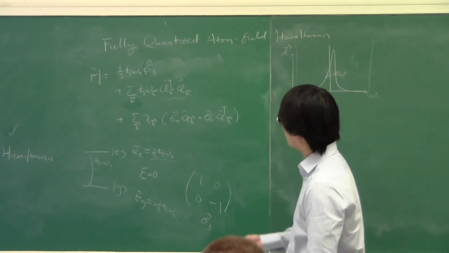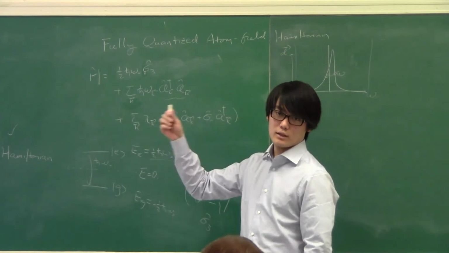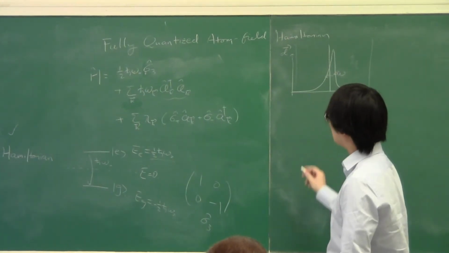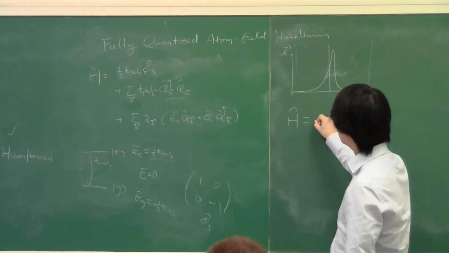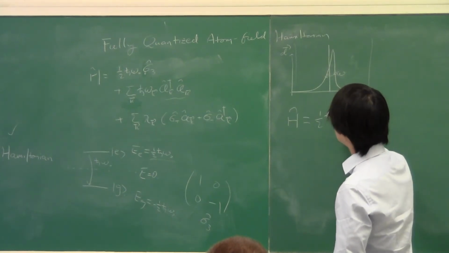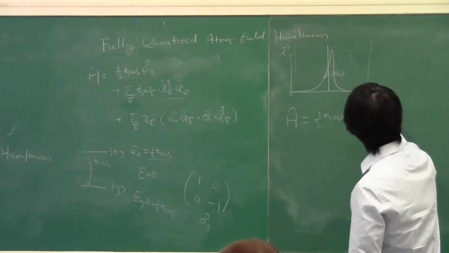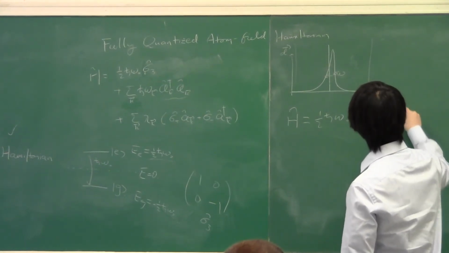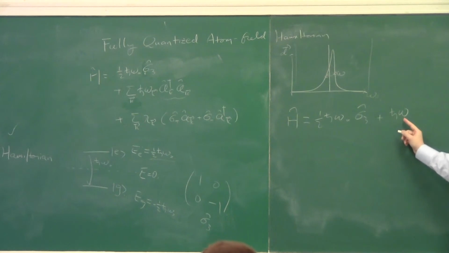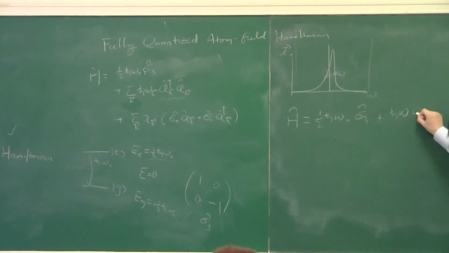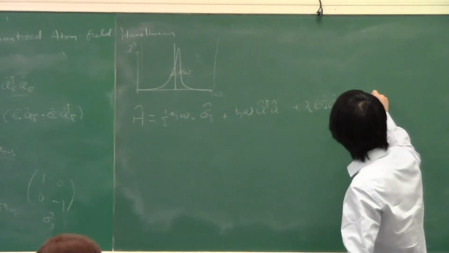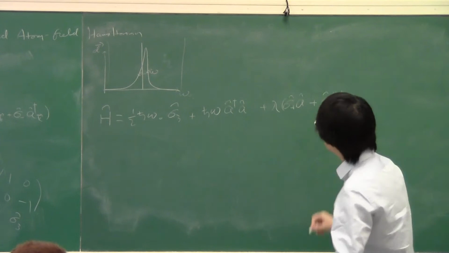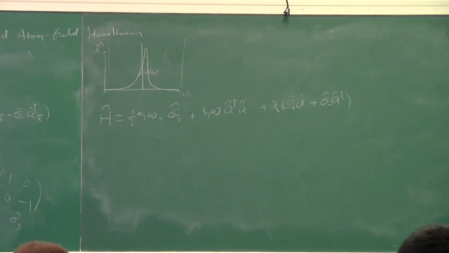Well, I was saying, forget about all these summations. Let's just pick out one mode. By picking out one mode, we arrive at, I'm going to just denote it by omega and drop the k, because there's no ambiguity anymore. And this is the Jaynes-Cummings model.